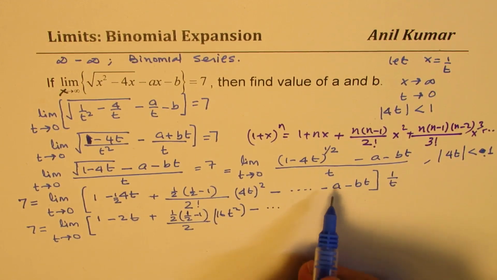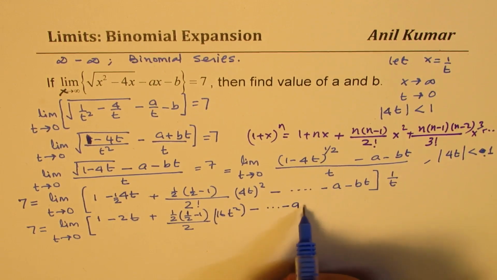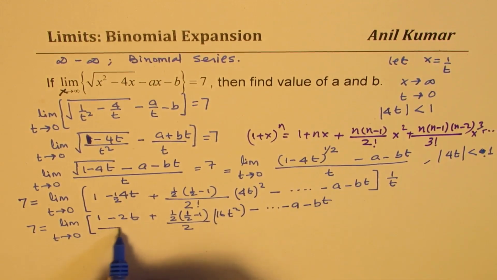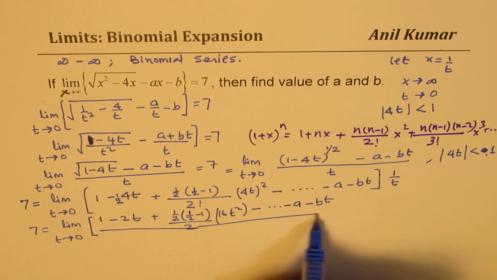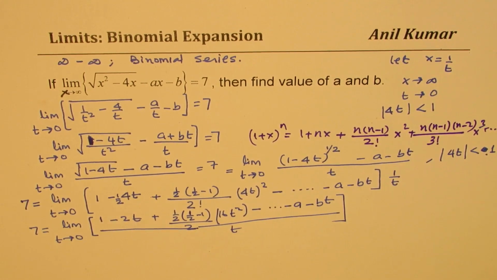And here we have minus a, and then we have minus bt. Everything is divided by t. So in this particular expression, when t is approaching 0, higher powers of t will be approaching 0. So this will approach 0, right? All the terms after this will also approach 0. So what are you left with? If you analyze this, you are left with 1 minus a, and with t, you are left with minus 2t minus bt, correct? So that is what we are left with.